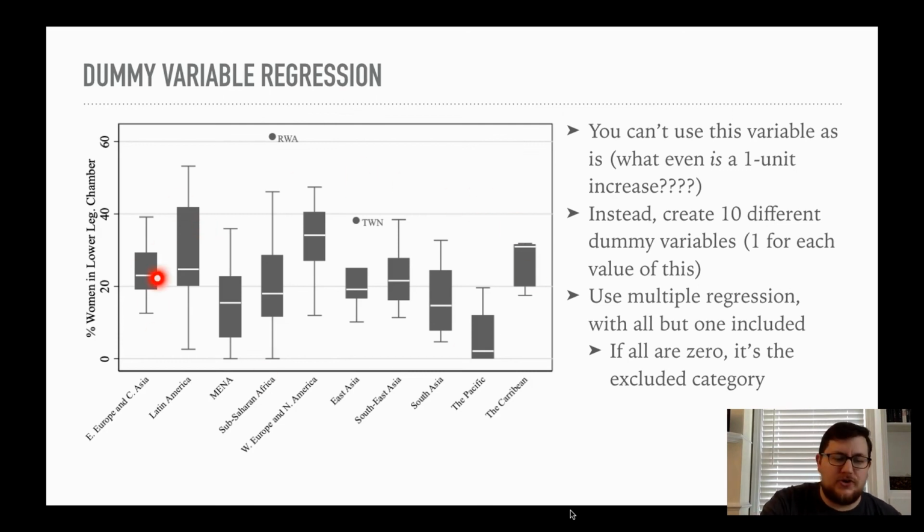So if we exclude Eastern Europe and Central Asia as the reference group, and then we interpret each of these, we say, all right, what's the effect of being in Latin America relative to Eastern Europe and Central Asia? It allows for those comparisons. So maybe you decide to exclude Western Europe and North America because they're the highest, or maybe you exclude the Pacific because they're the lowest. Either way, you need a reference category. That's going to be important for some of you in your analyses for your multiple regression projects.